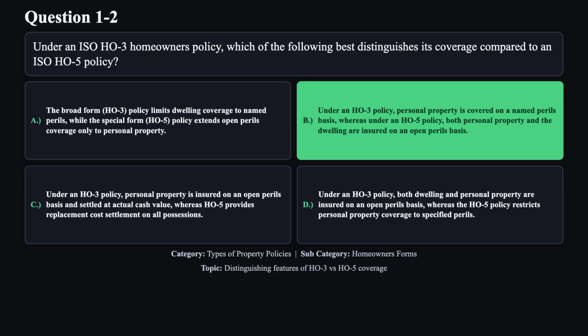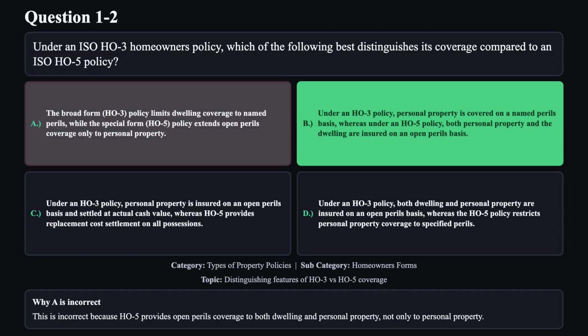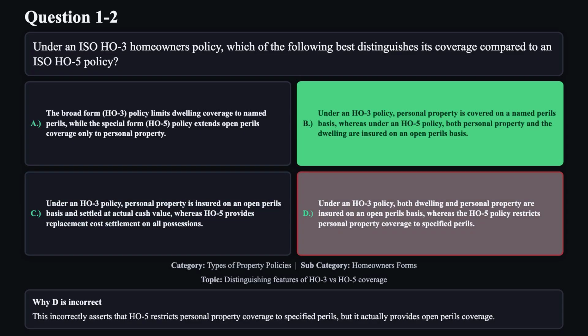The correct answer is B. This option is correct because HO-3 covers personal property only for named perils, while HO-5 extends open perils coverage to both personal property and the dwelling. Reason A is not correct. This is incorrect because HO-5 provides open perils coverage to both dwelling and personal property, not only to personal property. Reason C is not correct. This misstates HO-3 personal property coverage, which is named perils rather than open perils with actual cash value. Reason D is not correct. This incorrectly asserts that HO-5 restricts personal property coverage to specified perils, but it actually provides open perils coverage.